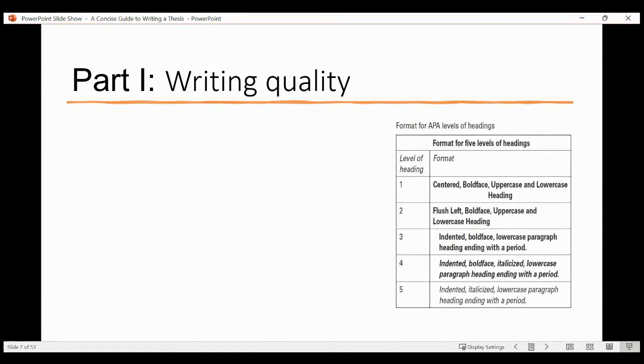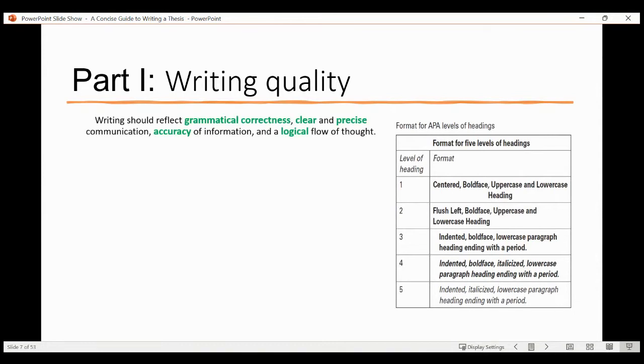These are general requirements that you need to take into consideration. First, grammatical correctness. Everything should be grammatically correct, clear, precise, and accurate. And the ideas logically flow from one idea to another. Try not to combine 2 or 3 ideas in one paragraph or in one section. Try to write each idea in a separate paragraph. Make it flow logically from one paragraph or from one idea to another.